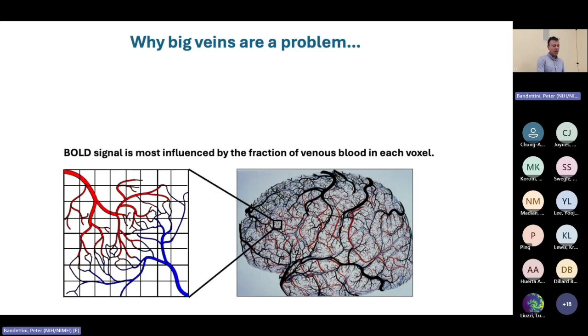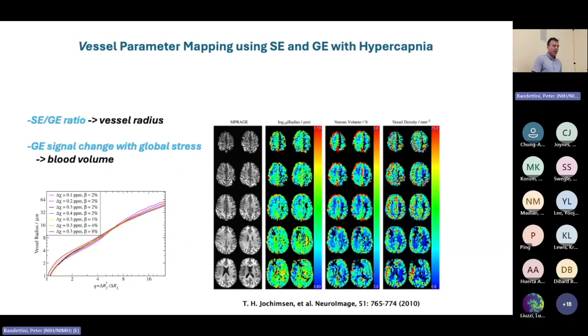I'll talk about a few ways to look around this, but also I just wanted to bring up this paper because I thought it was such a nice paper when it came out. It's still a nice paper. And that is, there are things you can do with the spin echo to gradient echo ratio of the signal. I think it was Bob Turner's group at the time, and they used two things: one, hypercapnia, and two, looking at the spin echo to gradient echo ratio. And they found that they were able to make maps of vessel radius in the brain, and also to make maps of blood volume in the brain.